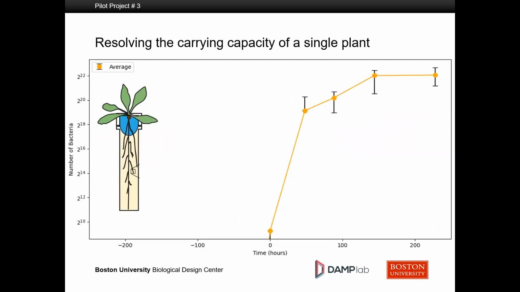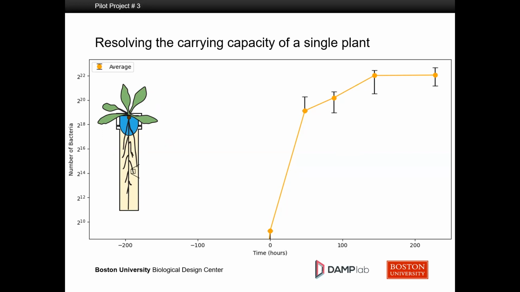So the question, though, becomes, realistically, how many bacteria can live on a plant? This is one of the fundamental questions of my dissertation: trying to resolve what is called the carrying capacity, the microbial carrying capacity of the plant.